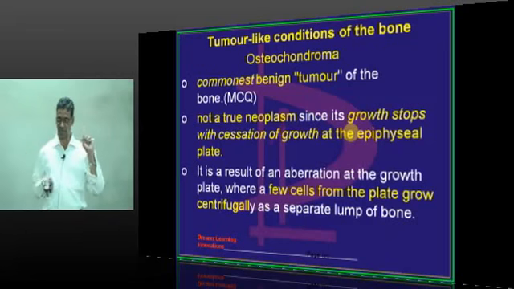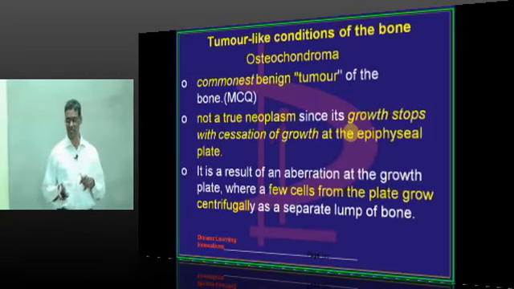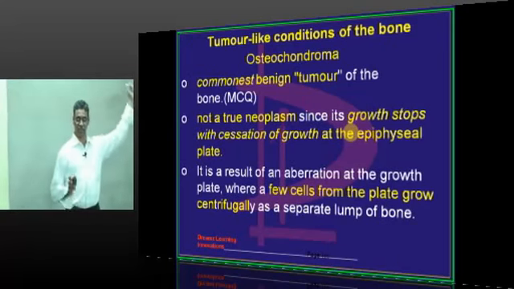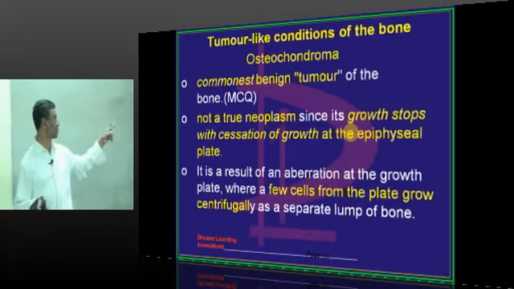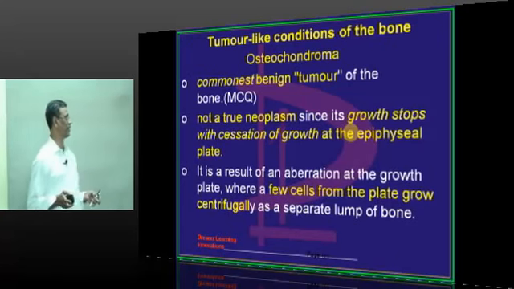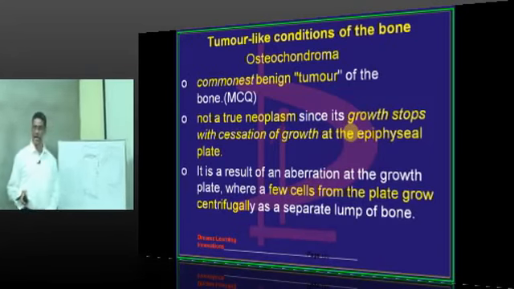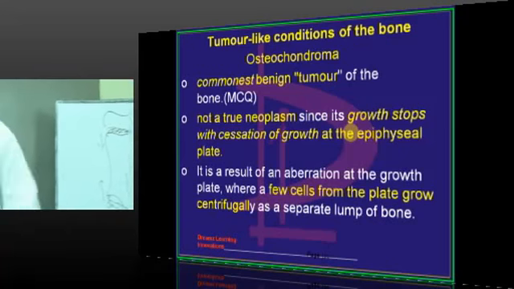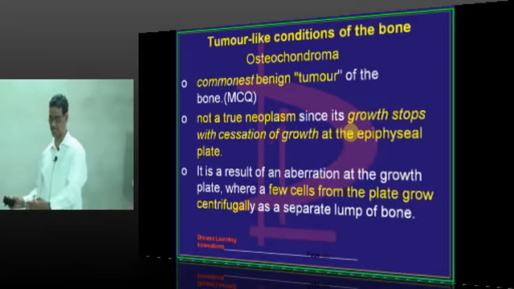Commonest benign tumor, if you consider it as a tumor. It is not a true neoplasm because it grows, then stops. If a neoplasm is there, it has to continue its growth, but this stops growth, with cessation at the epiphyseal plate. It is a result of aberration in the growth plate where a few cells from the plate grow centrifugally. I have given an example that some of the students went out of the medical college and started practice right in front of the medical college itself.